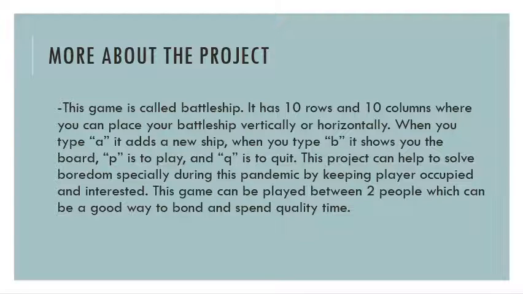And more about the project, this game is called Battleship. It has 10 rows and 10 columns, like I said before, where you could place your battleship vertically or horizontally, that's up to you. And when you type A, it adds a new ship. When you type B, it shows you the board. P is to play and Q is to quit. So when you first log into the game, it asks you whether you want to play, show the board, or quit, or add a new ship.